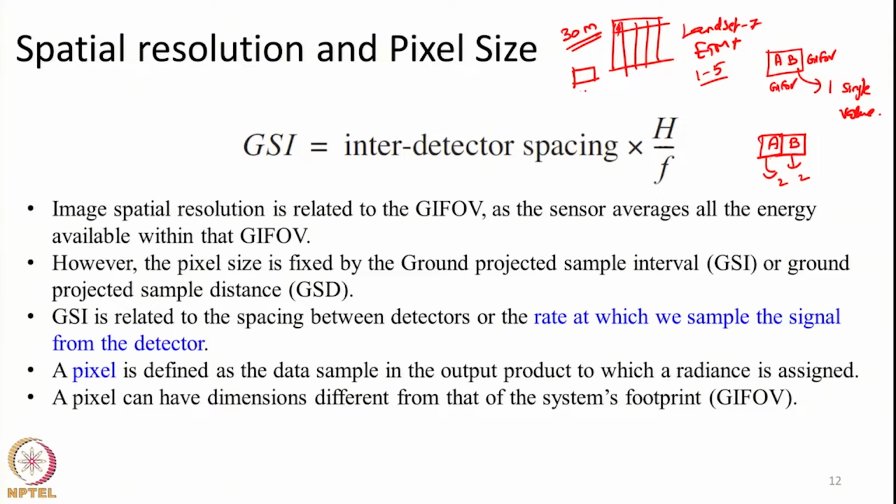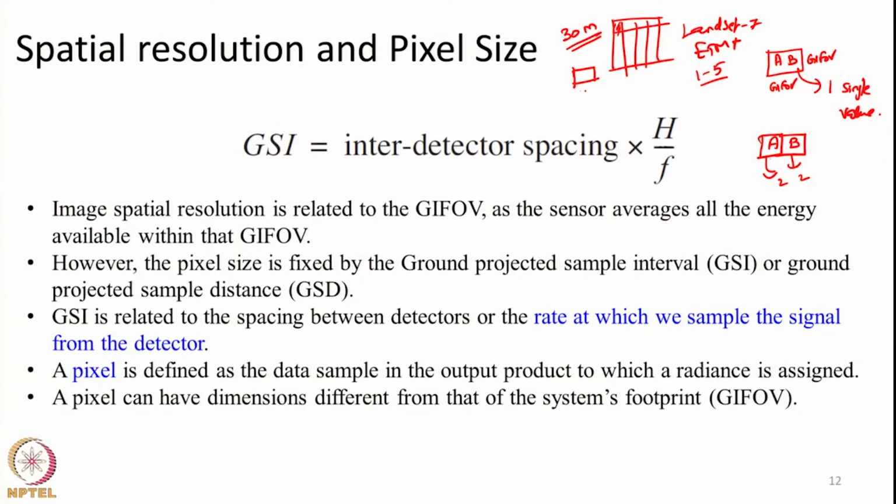But what determines this pixel size? Does GIFOV determine the pixel size? The answer is no. GIFOV does not determine the pixel size. The pixel size is determined by our scanning sampling time in case of a line scanner or whisk broom scanner, or in case of a push broom scanner, the pixel size is determined by the distance between two adjacent detector elements.